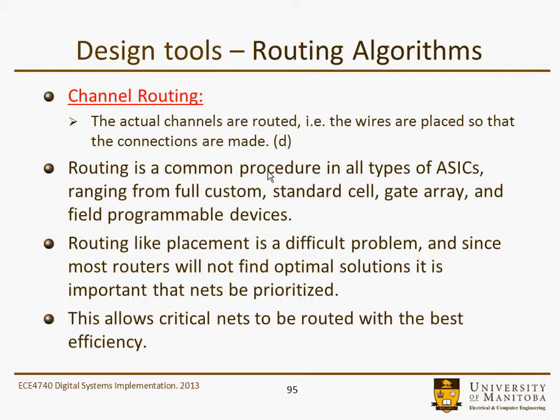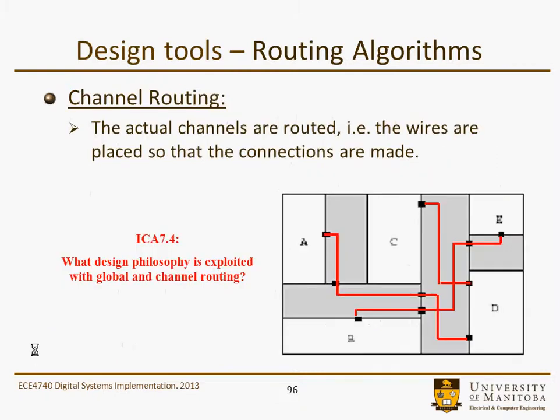Routing is a common procedure for all types of ASICs, ranging from full custom, standard cell, gate array, and field programmable devices. Routing, like placement, is a difficult problem, and since most routers will not find an optimal solution, it is often important that nets are prioritized so that you might meet timing constraints. This would allow a critical net to be routed with the best efficiency, and maybe other nets which aren't as critical routed with less efficiency.